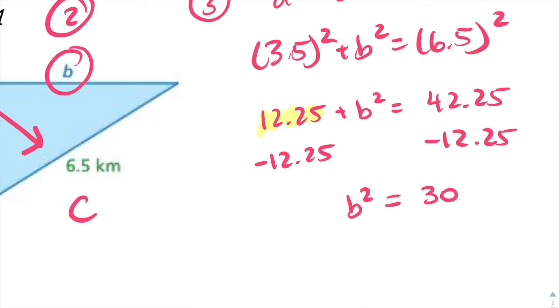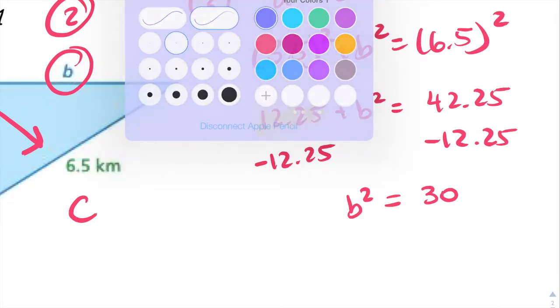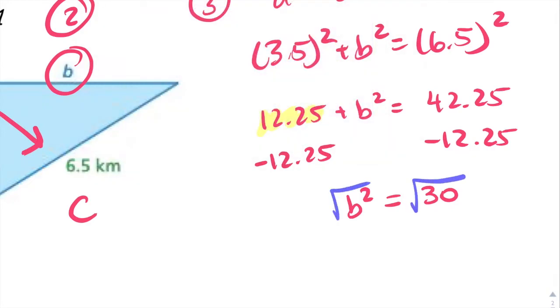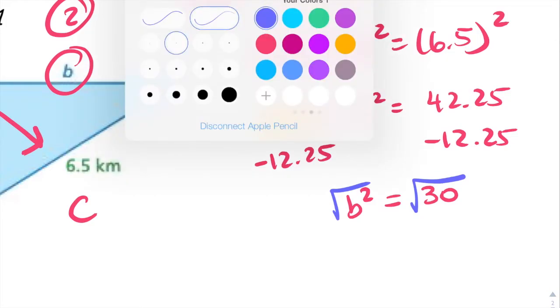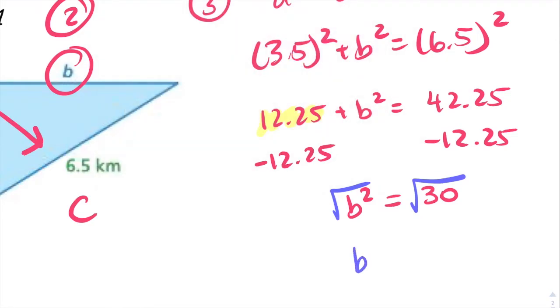Okay, so from here, as we said earlier, you do the inverse operation. The inverse operation of a square is a square root. So I'm going to take the square root of both sides. Okay, so now I have b is equal to the square root of 30.